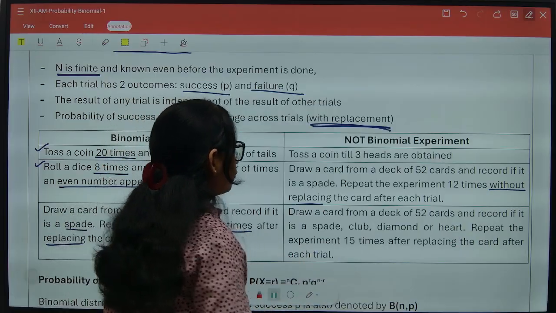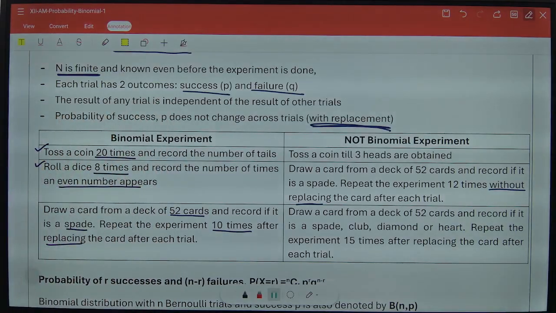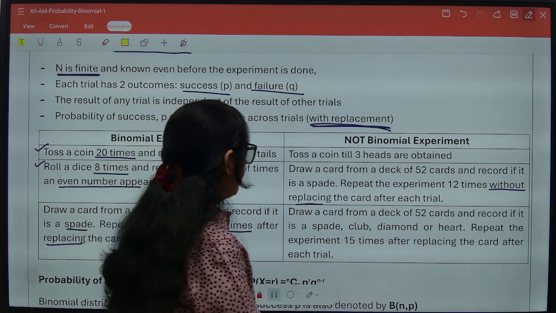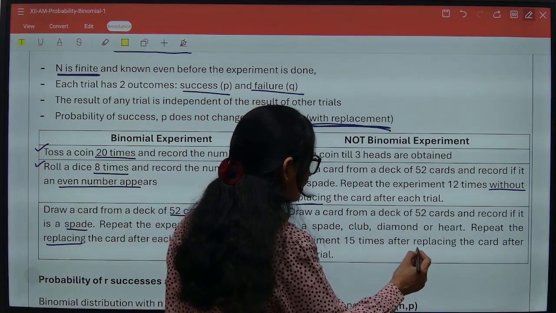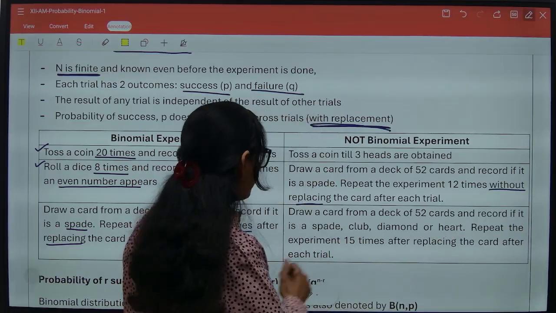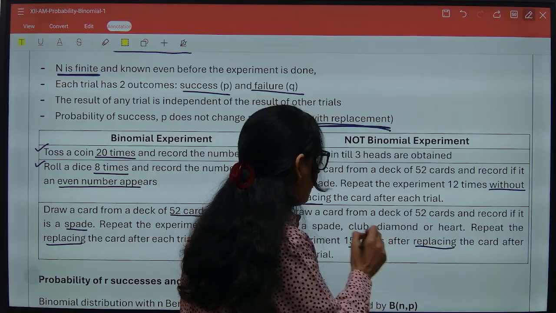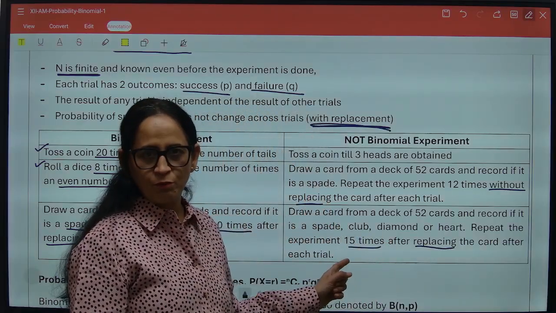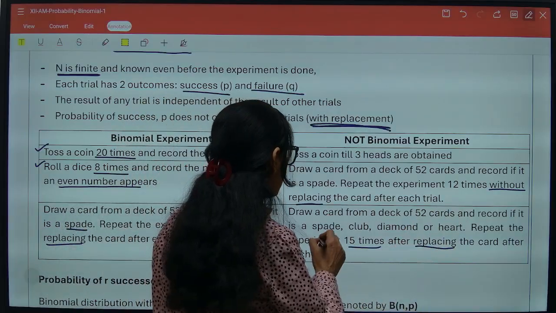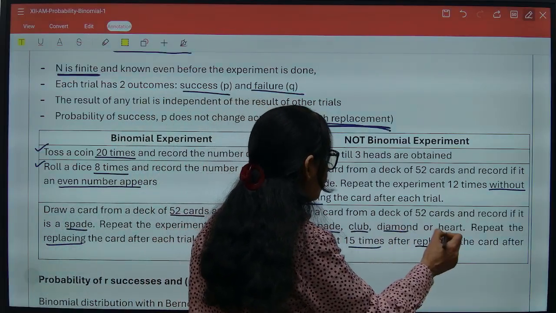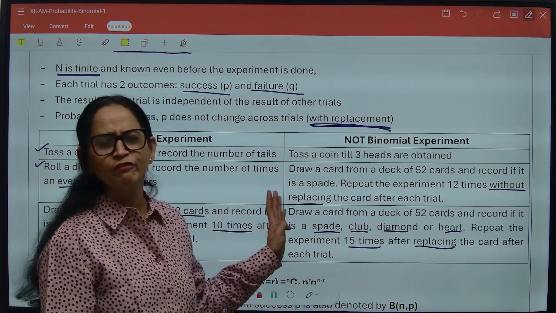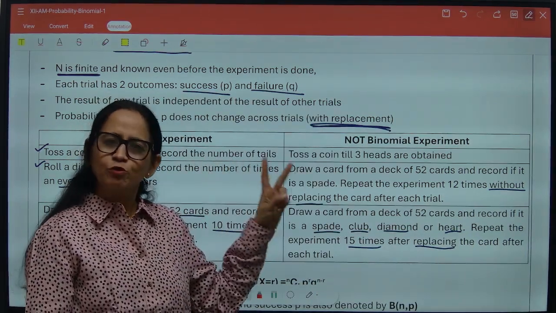Next scenario could be drawing a card from a deck of 52 cards and record if it is a spade, club, diamond or heart. Repeat 15 times after replacing. Now even if it is after replacing, even if you know how many times, 15 times, but still this is not binomial distribution. Why? Because the outcomes of the experiment are spade, club, diamond or heart. 4 different outcomes. So the number of outcomes should be only 2.